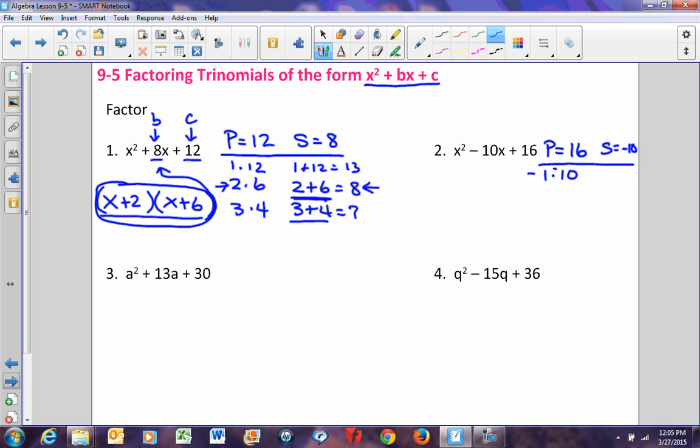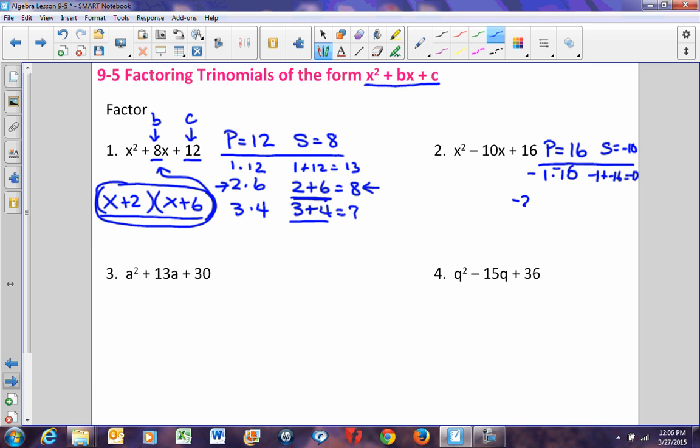Because negative 1 times negative 16 gives me positive 16. And negative 1 plus negative 16 gives me negative 17. So I know that's not the answer. I'm going to move this a little bit to the left.